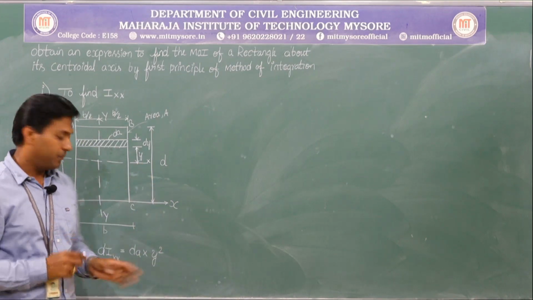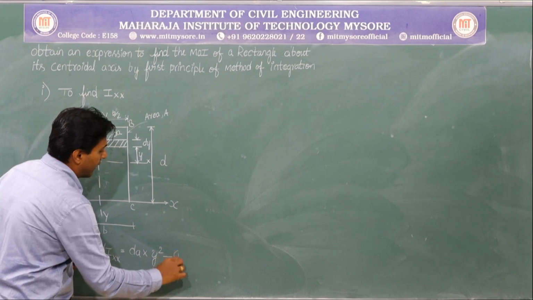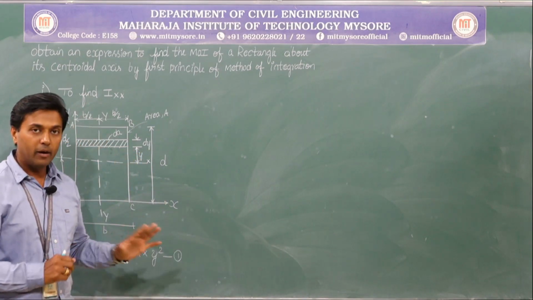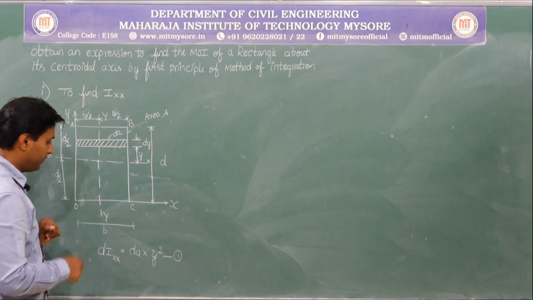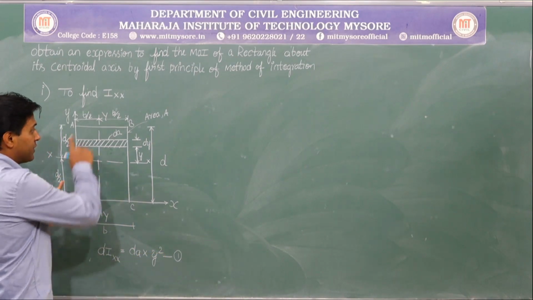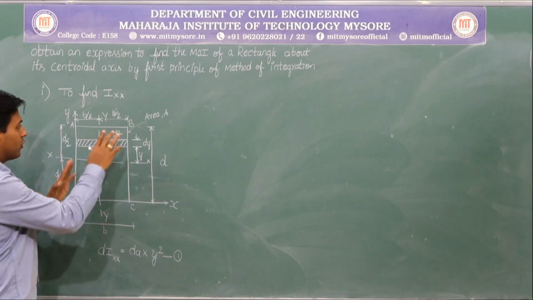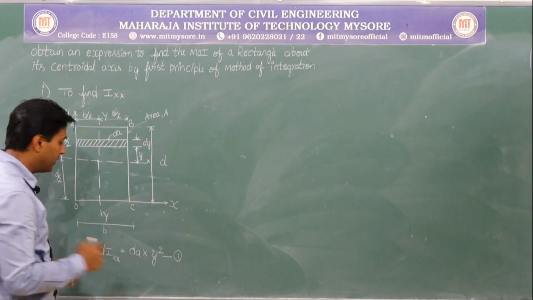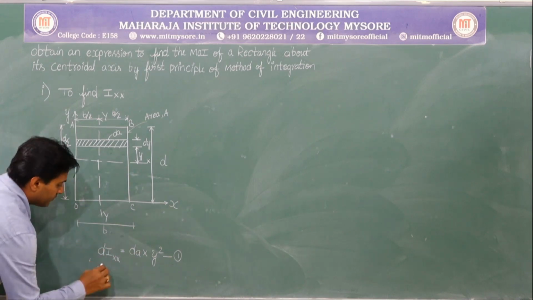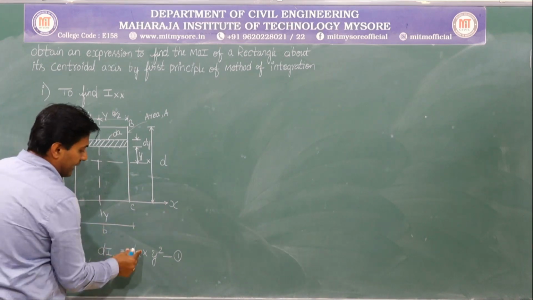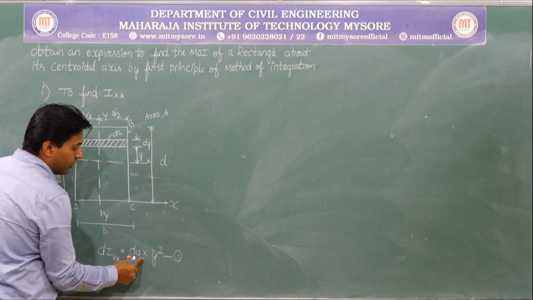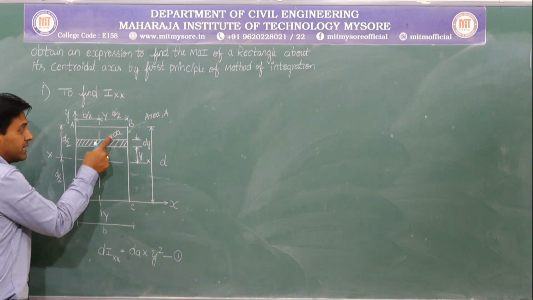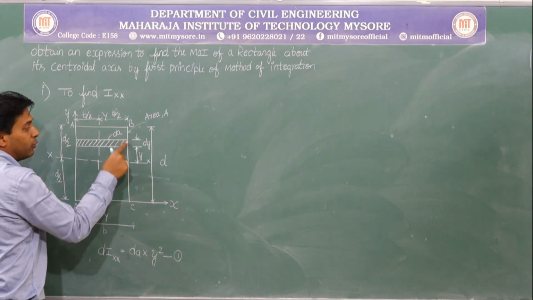Let me call this equation 1. Now observe, the moment of inertia for the entire area is obtained by integrating equation 1. Before going with that, I want you to concentrate on this wording dA. So what is dA here? It is the breadth into depth.